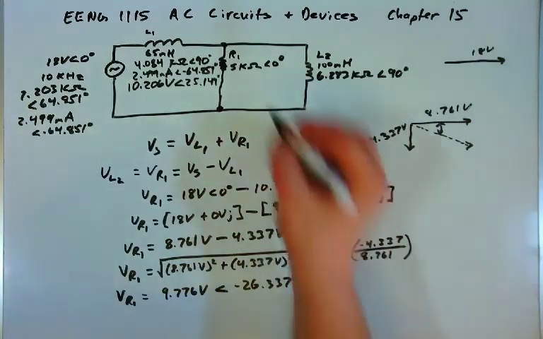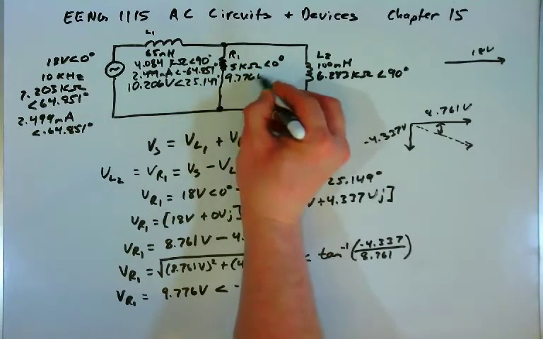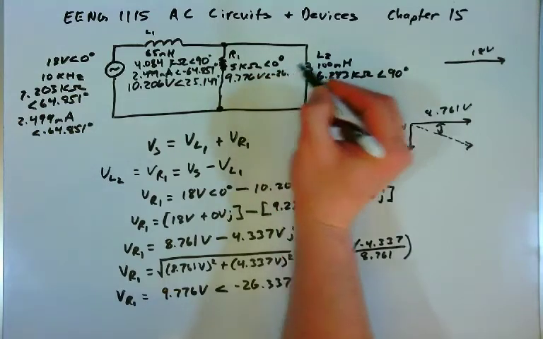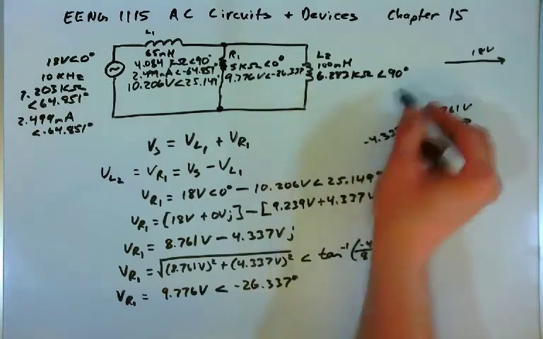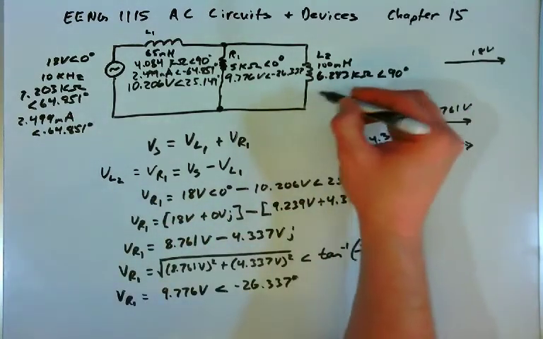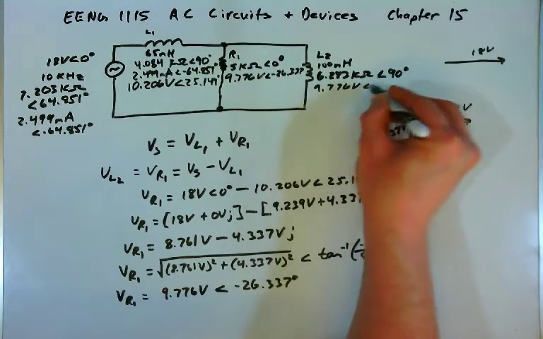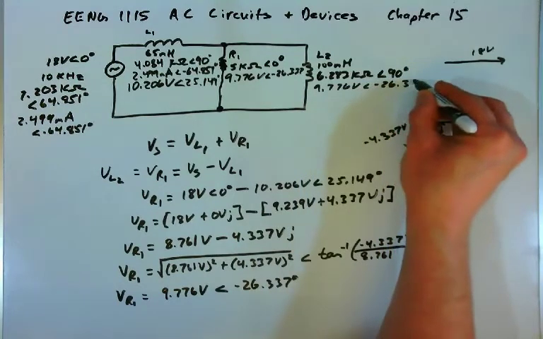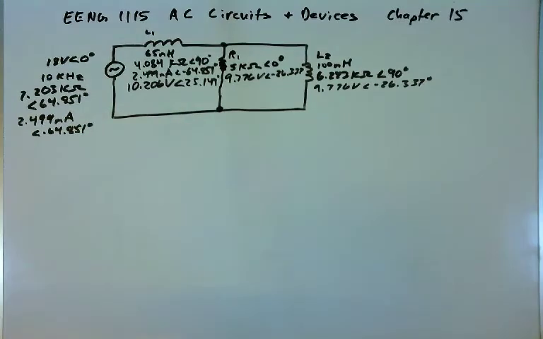And that looks about like what we're looking for, and so we're pretty confident that we have the right answer here. So the voltage drop on R1 is 9.776 volts at an angle of negative 26.337 degrees. It's the same voltage drop we'll have on L2. They will be equal. And so we'll have 9.776 volts at an angle of negative 26.337 degrees.